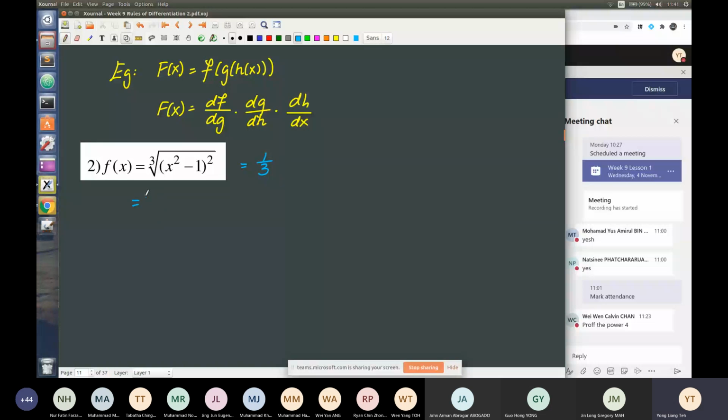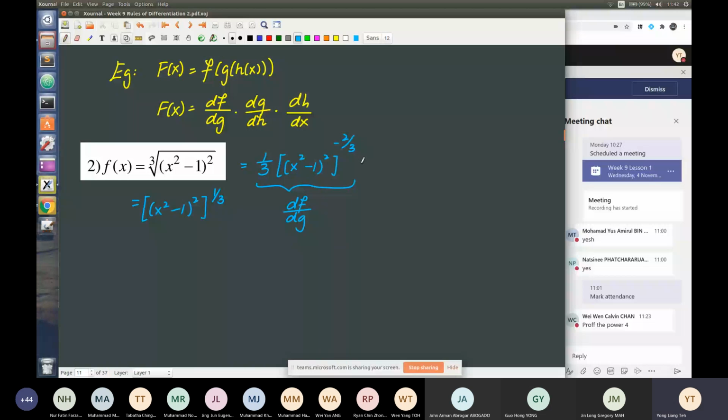X squared minus 1, square, then cube, right? Of course, I know you can multiply this together, but let me use this chance to demonstrate you can actually apply the chain rule with three functions or more. So hence, you bring down the cube, then you put back this thing. Then this cube minus 1, so you get minus 2/3. So what is this? This is your df dg.